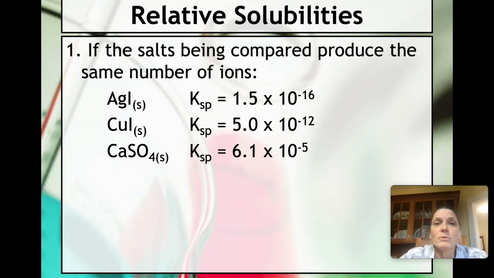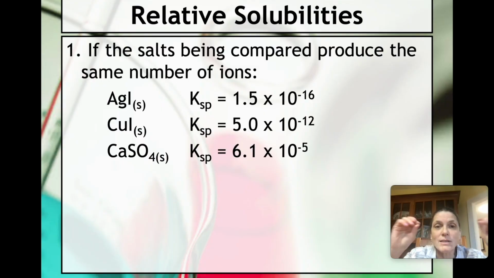So here's an example of the first case. These are all 1-to-1 ions. If you look at the chemical formulas, we have 1-to-1 cation to anion: silver iodide, copper 1 iodide, and calcium sulfate. And remember that calcium sulfate is a 1-to-1 ion compound, even though it has a polyatomic ion. It still has 1 calcium ion and 1 sulfate ion.